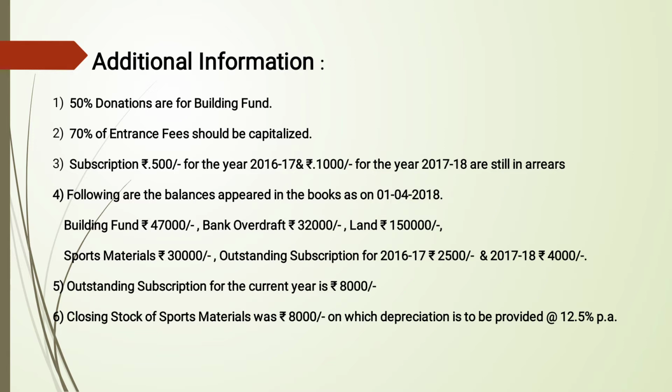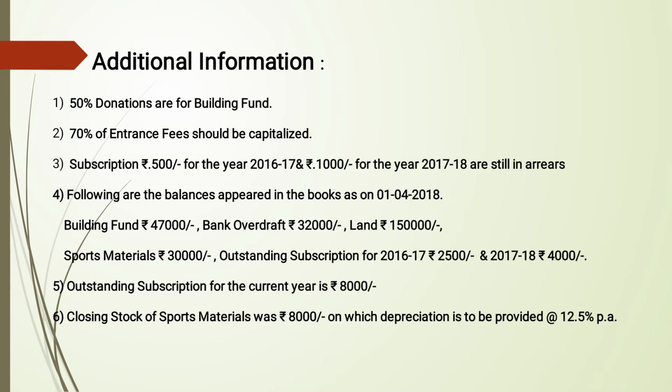Third is subscription rupees 500 for the year 2016-17 and rupees 1,000 for the year 2017-18 are still in arrears. See, the subscription item also is mentioned in receipt side. So write there adjustment number 3.